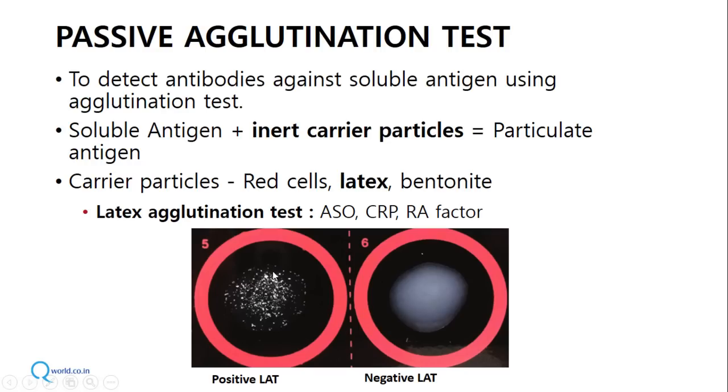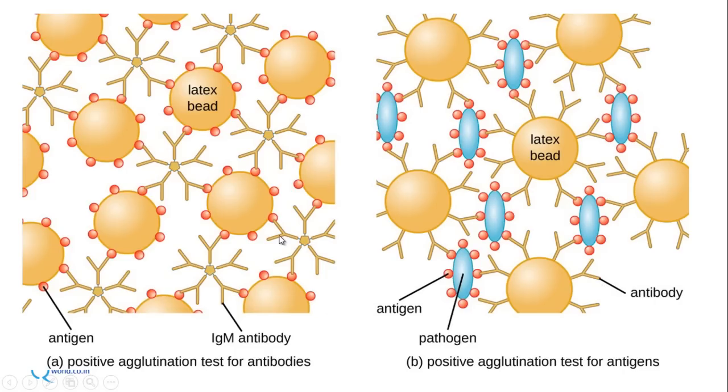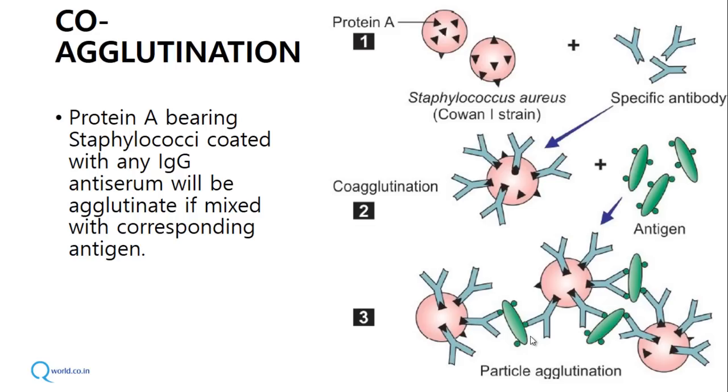And what we do, we take this latex attached antigen, mix it with the antibody solution, and if it is positive, it will show these white clumps, and if it is negative, it will show this homogeneous milky suspension. Now with the help of this latex particle, you can detect both antibody as well as antigen. If you want to detect antibodies, as in this first diagram, then you have to coat this latex bead with the antigens. If you want to detect antigen, then you have to coat this latex bead with the antibody molecule. So with the help of latex agglutination, both antigen as well as antibody estimation is possible.